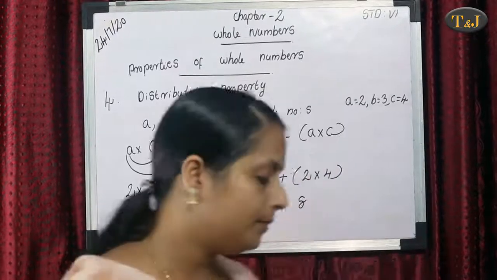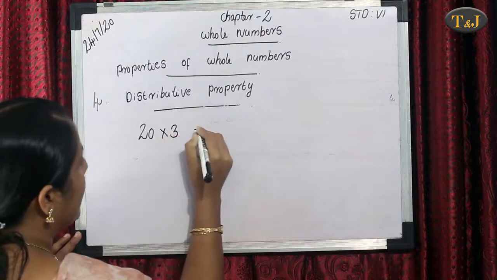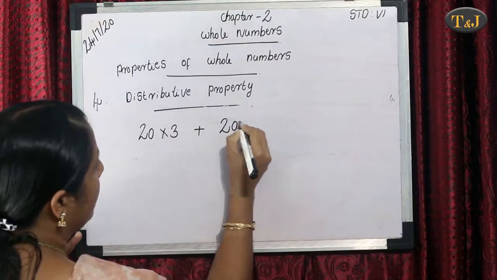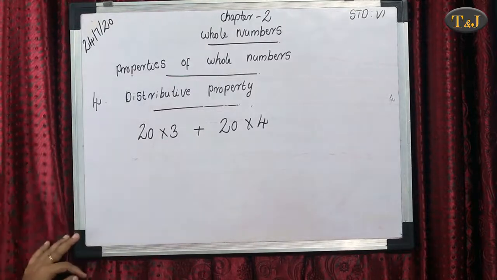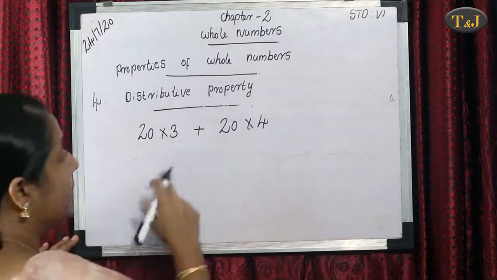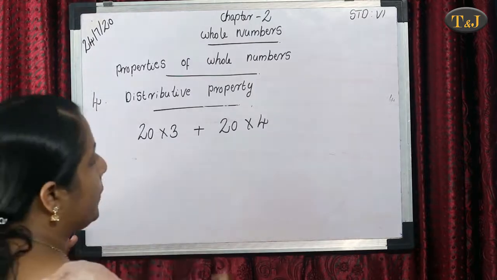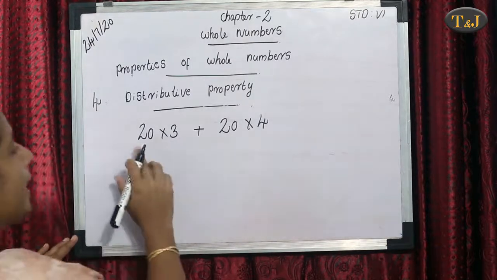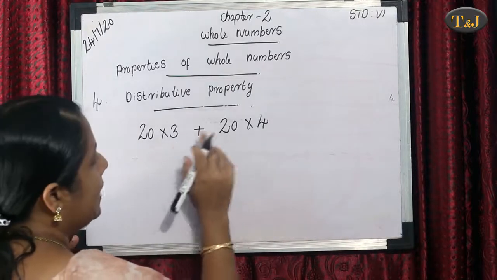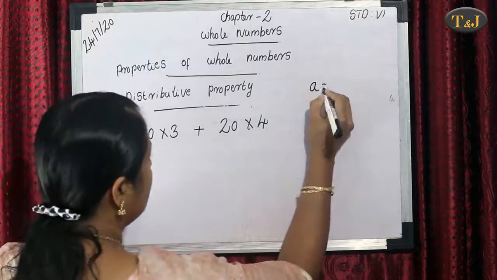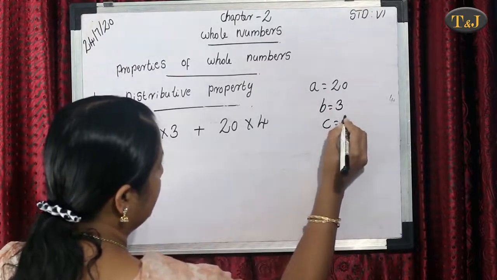Consider another example: 20 multiplied 3 plus 20 multiplied 4. Any specialty of these numbers? Yes, one number is common. Which number is common? 20 is common. Actually, this is which property? This is the distributive property. That means A cross B plus A cross C, with A as 20, B as 3 and C as 4.